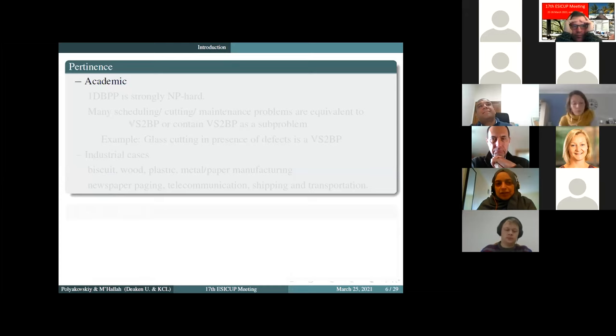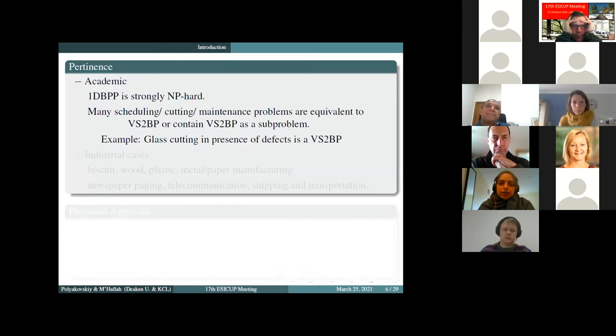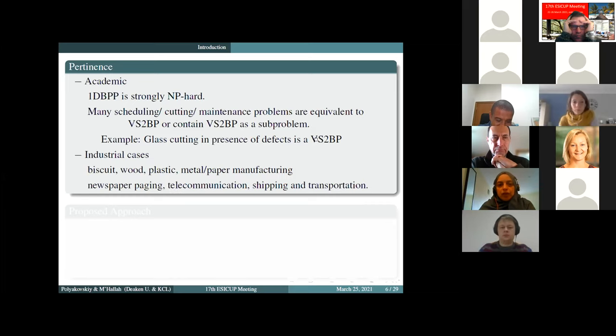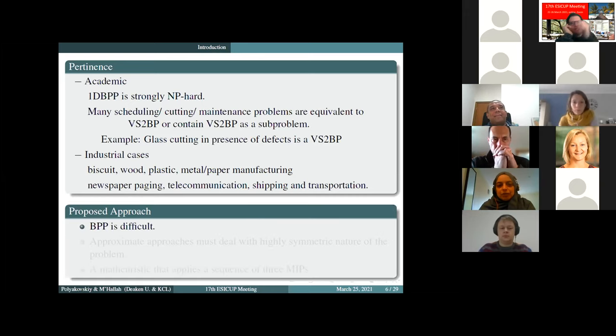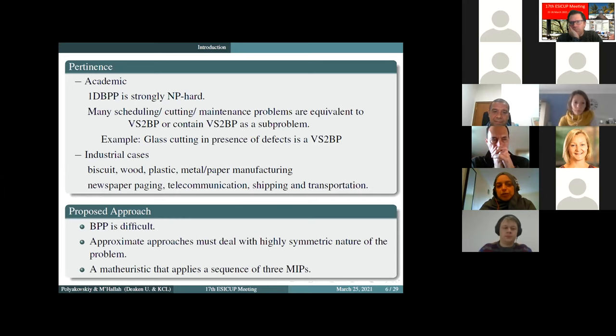This problem is, of course, academically challenging because its one-dimensional case is strongly NP-hard. It also appears as a variant to many other problems in scheduling and cutting. For example, the glass cutting problem that was presented by Ramon yesterday or the day before is a special case of the variable size two-dimensional bin packing. We have a lot of industrial cases and they are all basically known. Bin packing is difficult mainly because the approximate approaches have to deal with the highly symmetric nature of the problem.